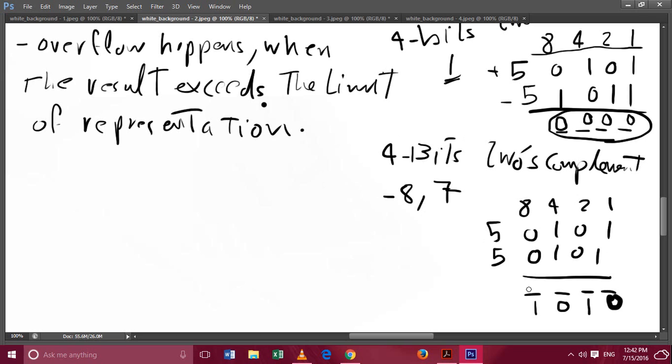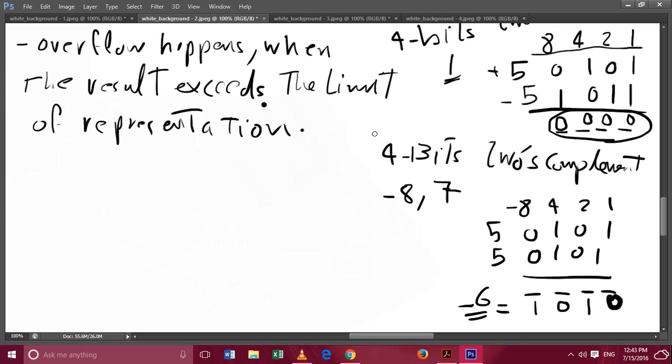Well, actually, according to the 2's complement binary notation, this number here equals, remember, the most significant bit is negative. So this is -8 plus 2. This here actually is -6. This is an error. Why? Because the result exceeds the limit of representation.